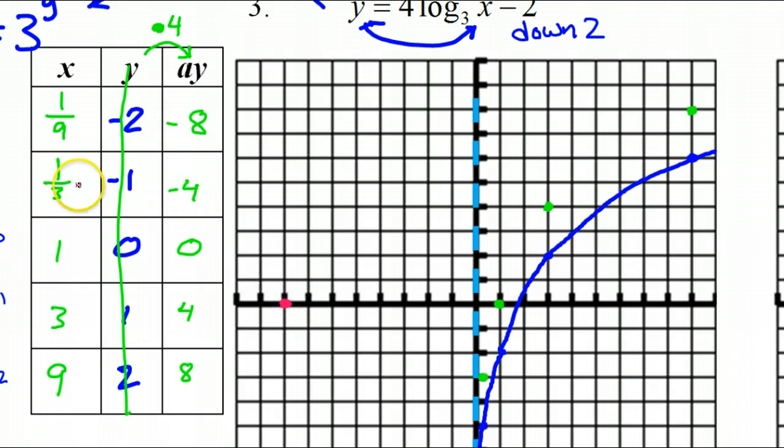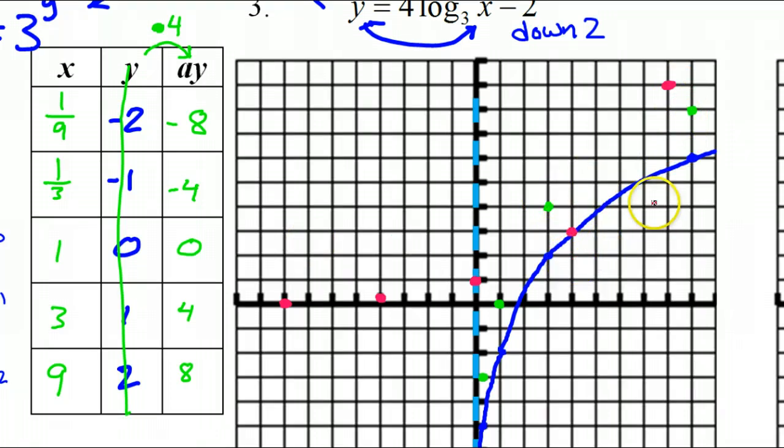Then, because I'm doing the inverse now, it would be -4, 1/3 if we switched these. So that would be -4, and then up 1/3 of a square, which would be about there. And then it'd be 0, 1, and then 4, 3, and then 8, 9, which should be right there. Again, I am not going to draw a curve through these because I have not shifted these yet.